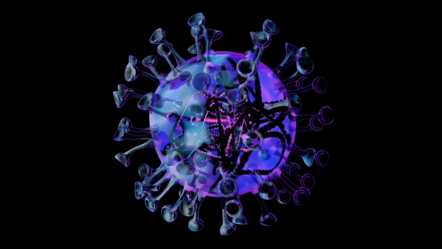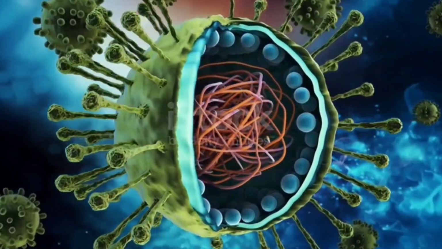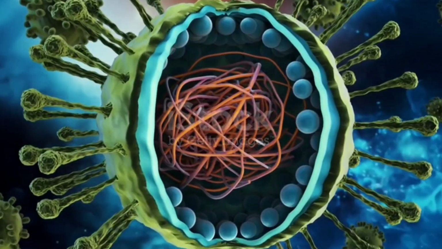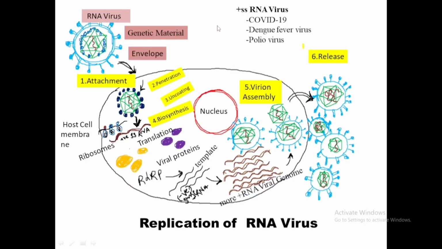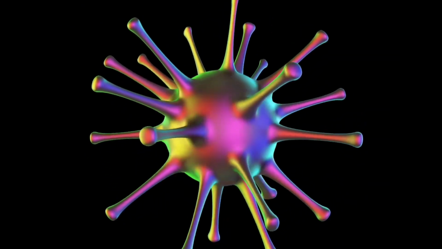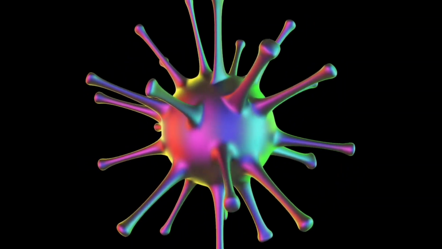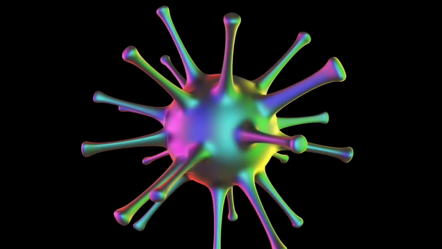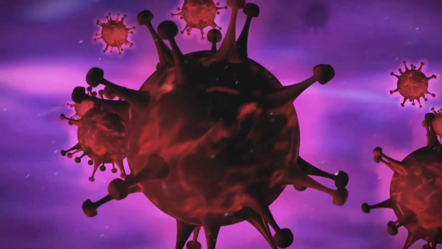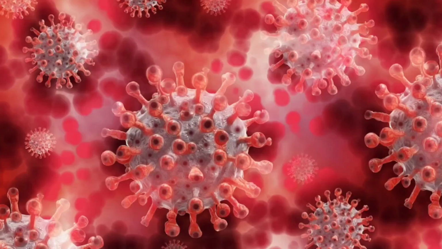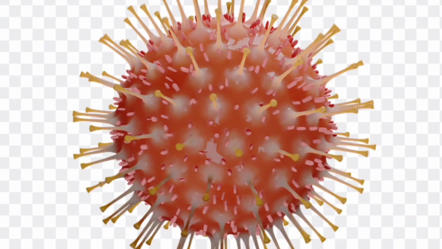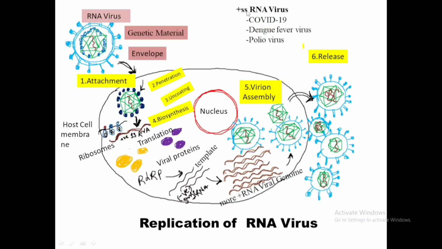It mainly depends on what type of genome the virus possesses. In some of the RNA viruses the genome is single stranded positive sense RNA. Examples of such viruses are COVID-19, dengue fever virus and polio virus, etc. All these viruses contain a single stranded positive sense RNA genome. So if the genome is single stranded positive sense RNA, what is the replication process?